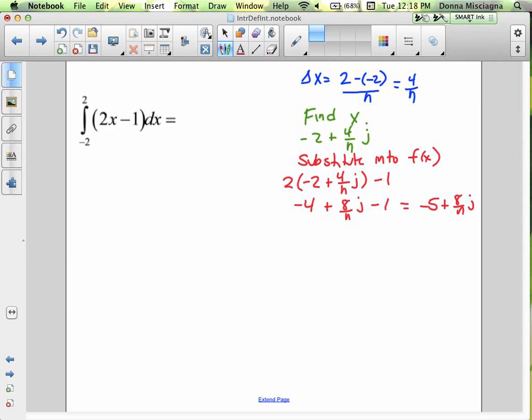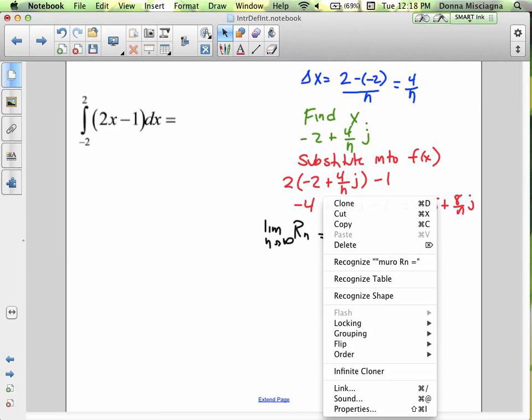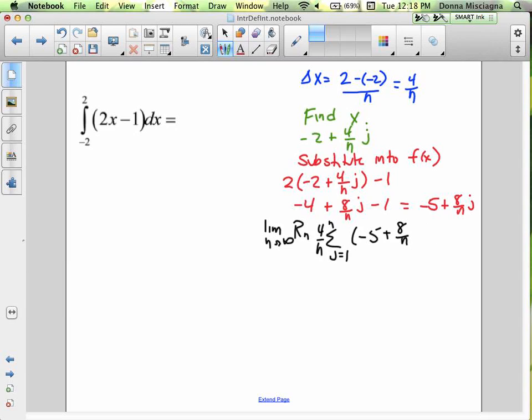So we have the limit as n goes to infinity. This is a right Riemann sum with n subintervals. I'm going to leave the equals off to be on the safe side. All right, so we have sigma, and don't forget 4 over n. 4 over n, sigma j equals 1 to n, and then we have negative 5 plus 8 over n j.